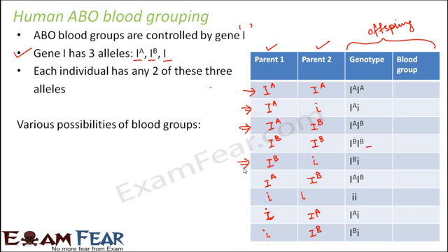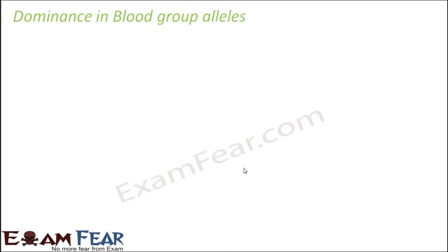For that, we should have knowledge on the dominance of the various blood group alleles. I mean, who will dominate whom? So let us talk about dominance. IA and IB are completely dominant over i. Now why are we using the term completely dominant? Because we have two concepts. One is complete dominance, the other is incomplete dominance.